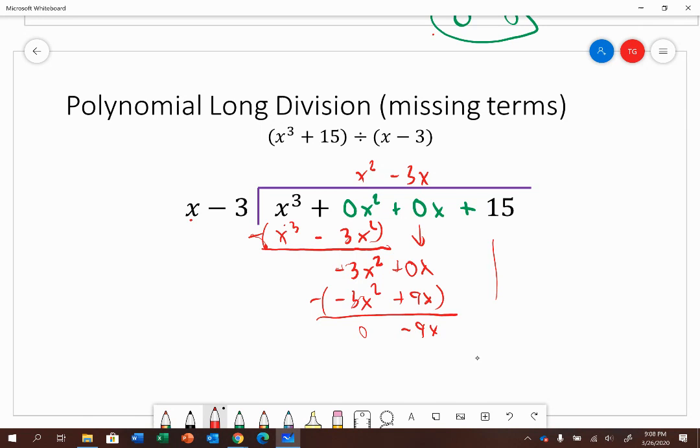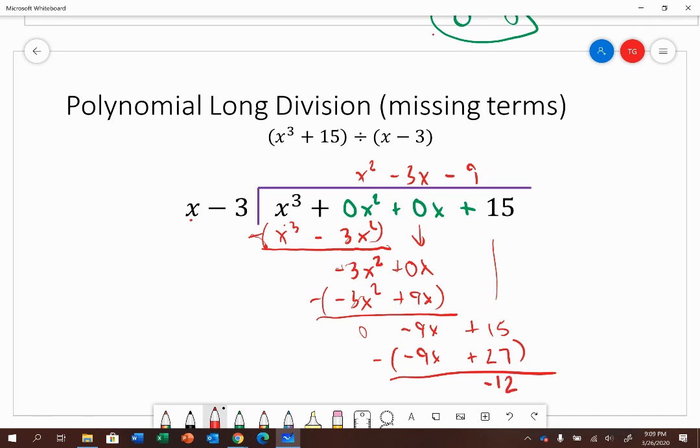And then we bring down this 15, so we have plus 15, and we say, okay, how many times does x go into negative 9x? It goes into negative 9 times. Negative 9 times x is negative 9x. Negative 9 times negative 3 is positive 27. And then when we do that subtraction, 15 minus 27 is negative 12. Is it negative 12? Yes, negative 12.